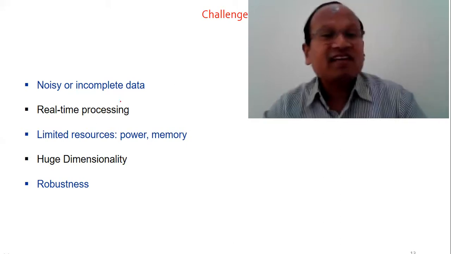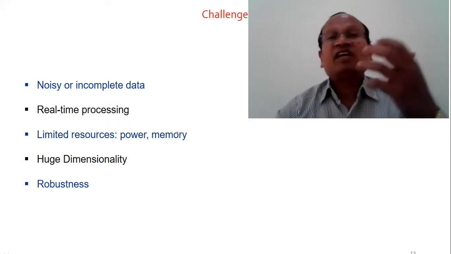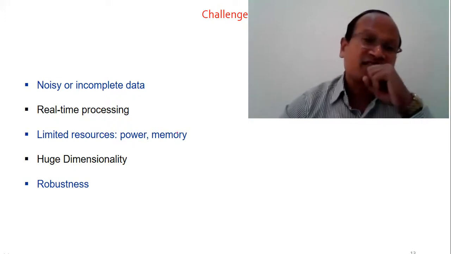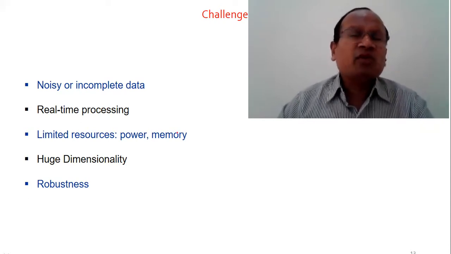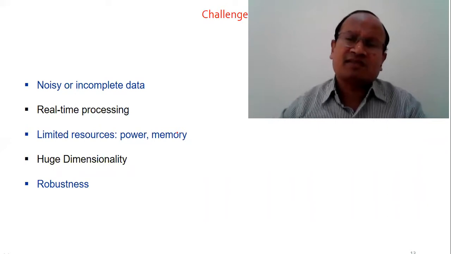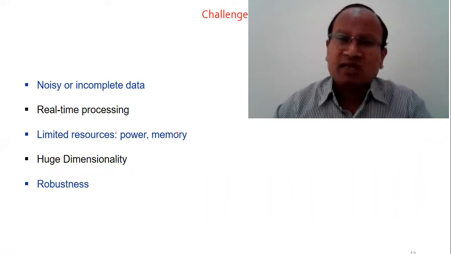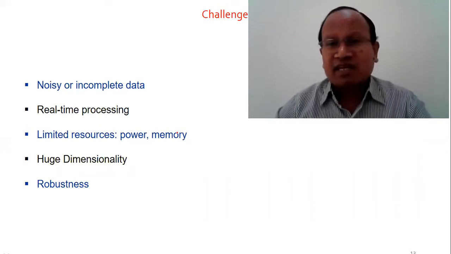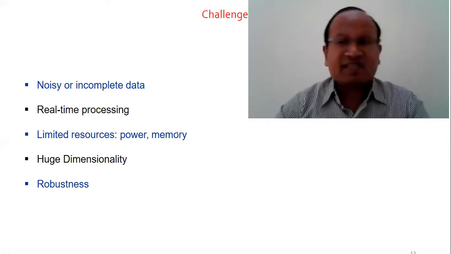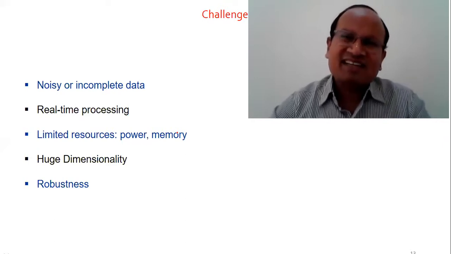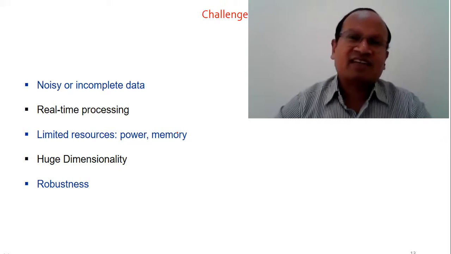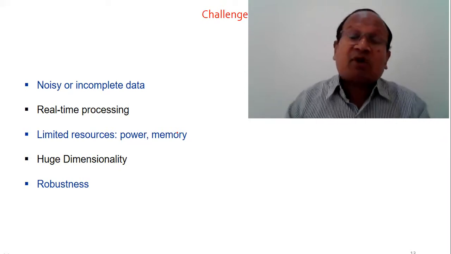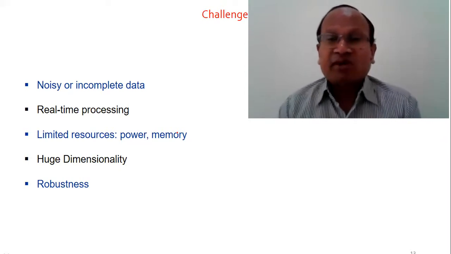So that's the challenge. Limited resources: power and memory are limited resources. Huge dimensionality is a big problem. We need to use a number of devices and equipment, and power consumption is there. Huge dimensionality I have already spoken about. Robustness. Robustness is an all-time challenge in image processing. Why am I saying image processing? Because image processing is the most important component in computer vision.